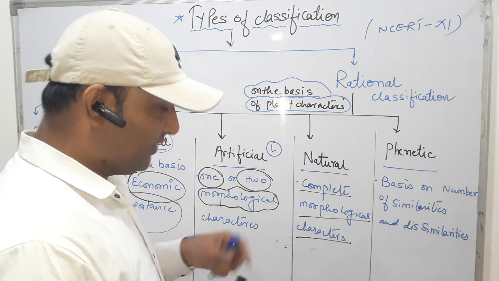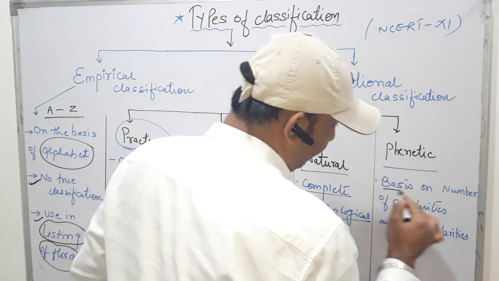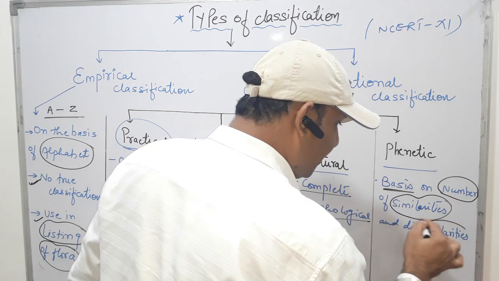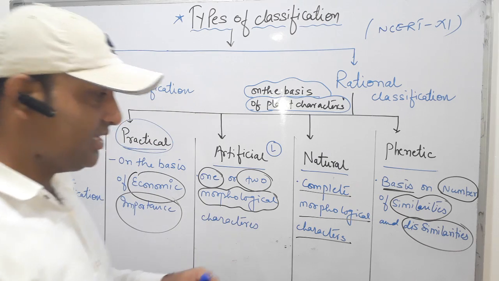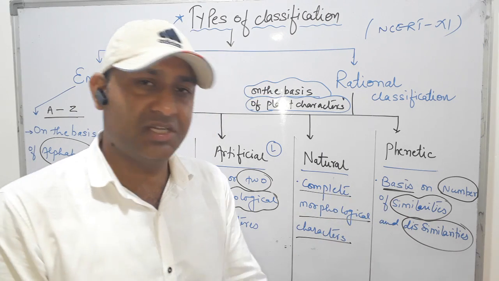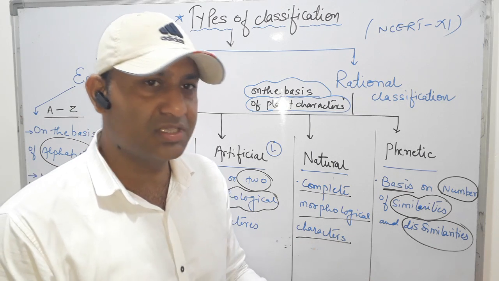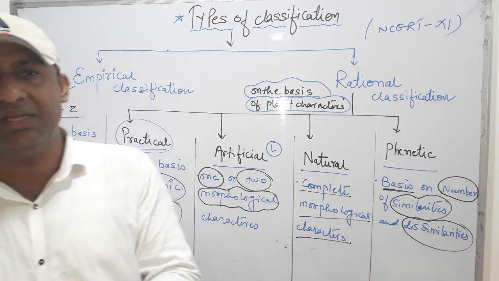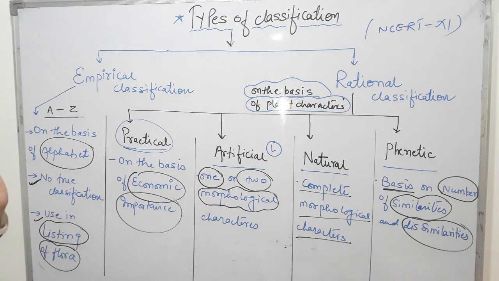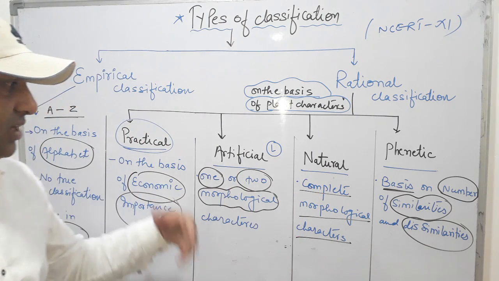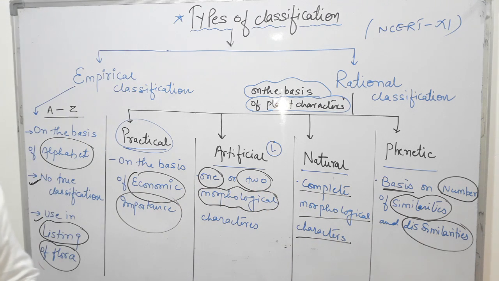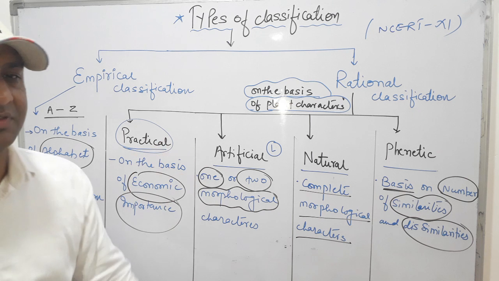Next is the phonetic type of classification. It is completely based on the number of similarities and dissimilarities. That means how many similarities are present and how many dissimilarities are present. So this is the basis of phonetic classification. If the similarity is more, they arrange them into the same group. If dissimilarity is more, they produce a new group. So these are the four types of rational classification. The artificial and natural classification are generally used in most cases in the classification chart. So you can take a screenshot of this diagram.